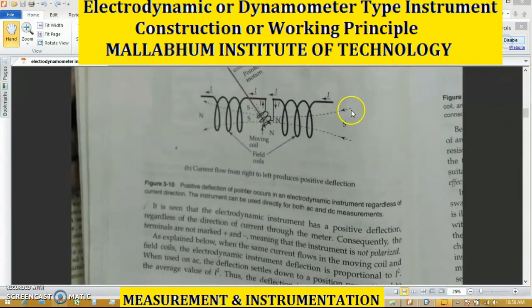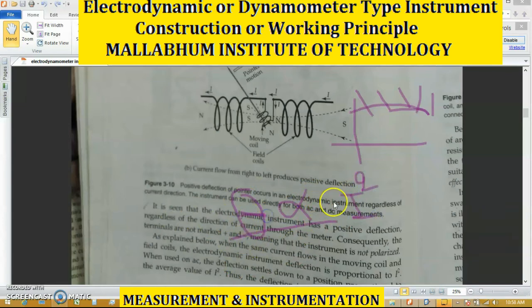In the case of the permanent magnet instrument, there is a linear scale. But if you go into the torque equation of this type of instrument, the deflection is proportional to current squared. As the deflection is proportional to the current squared, the scale of the instrument is calibrated following this type of equation. That means the scale is not linear actually. The scale is non-linear.